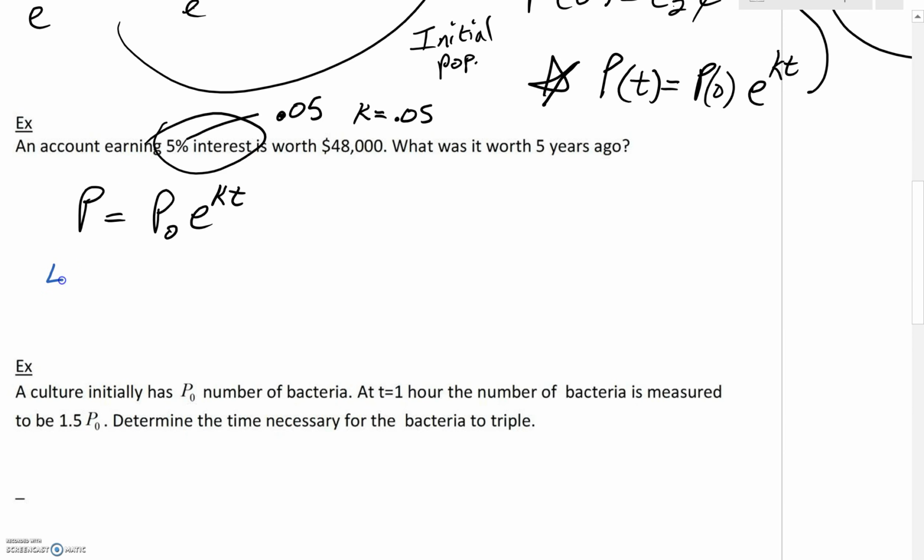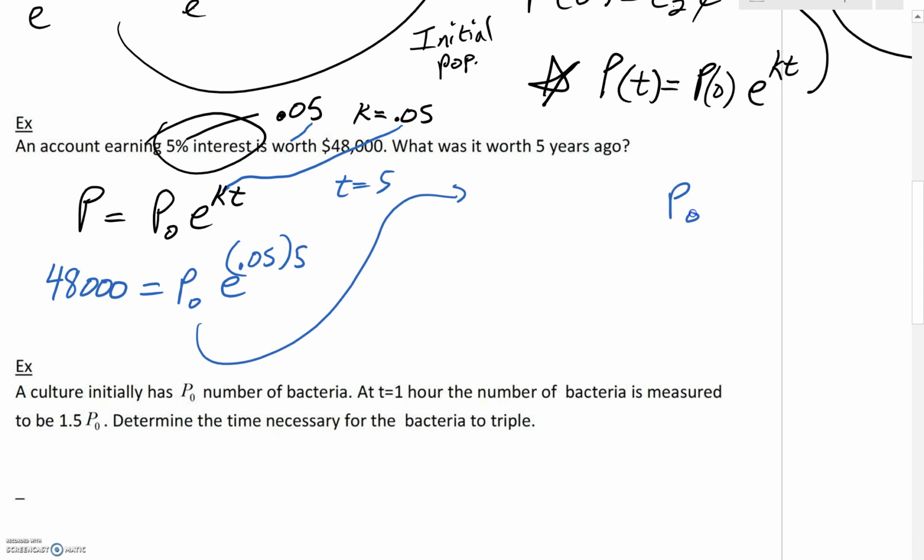Ultimately, what we're trying to answer, guys, is what was our beginning amount if we go 5 years in the past? If K is 0.05, t would equal 5, and we could just solve for P sub 0. So you could say P sub 0 would be 48,000 divided by e to the 0.05 times 5, and of course we could easily multiply that out.